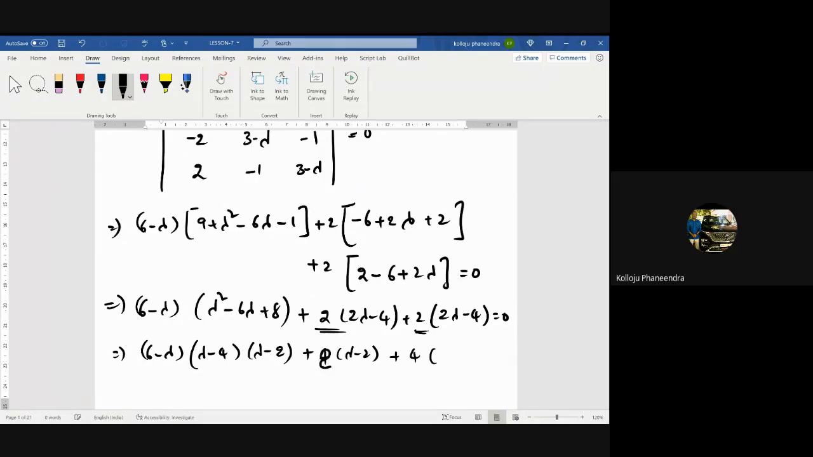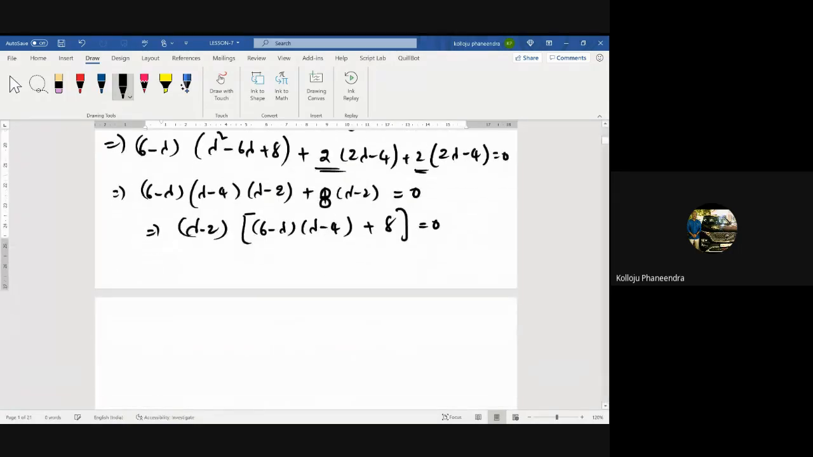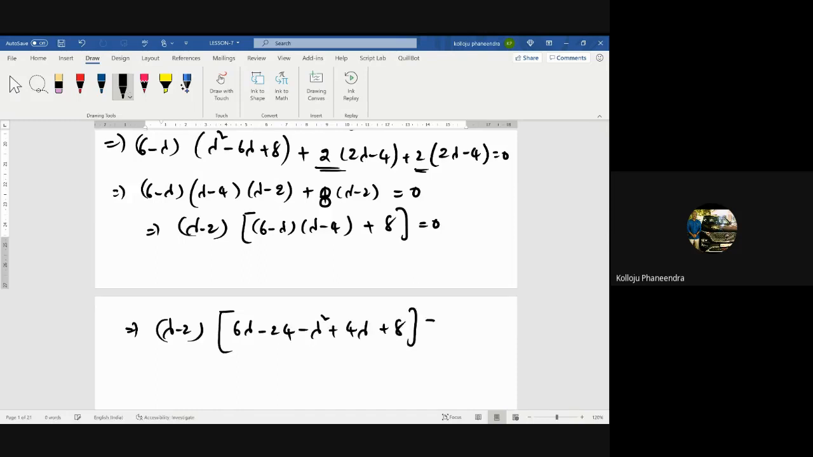This is 8, I can write equal to 0, right? Now what is the common? Lambda minus 2 is the common. So the remaining part is 6 minus lambda into lambda minus 4 plus 8 equal to 0. So this is lambda minus 2, and if I multiply, this is 6 lambda minus 24 minus lambda square plus 4 lambda plus 8 equal to 0.